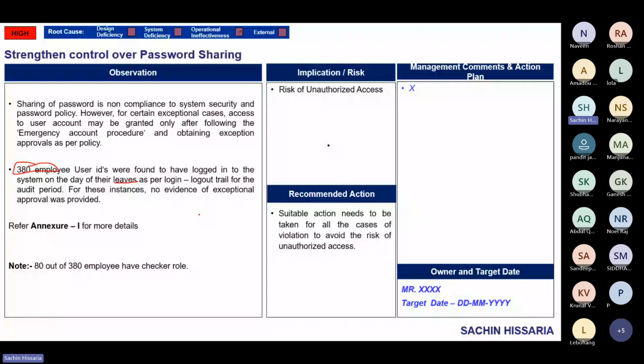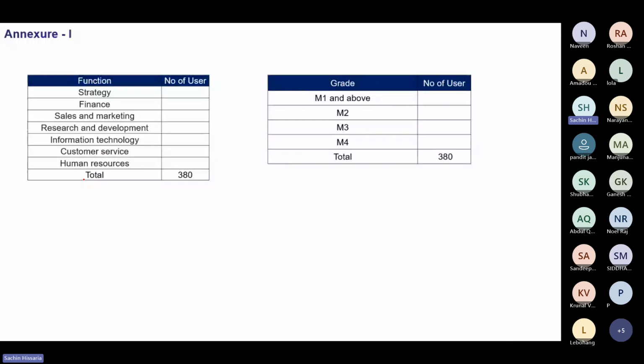Now, guys, how to make your observation more severe? Suppose you are the management, obviously you may ask, Sachin, out of these 380 employees, how many are M1 and above? Management is curious to know whether this practice is being followed by smaller designation employees, or by the higher management as well. So we have given the bifurcation of those users function wise. Suppose this practice is more followed in the HR department, or in the marketing department. We have also presented the same data grade wise, whether M1 and above.